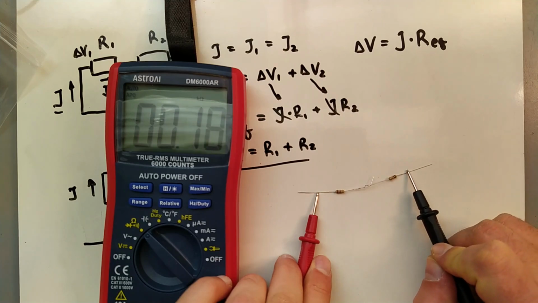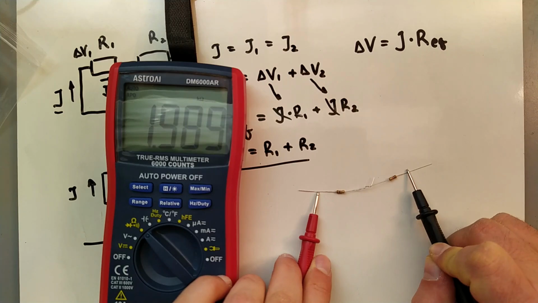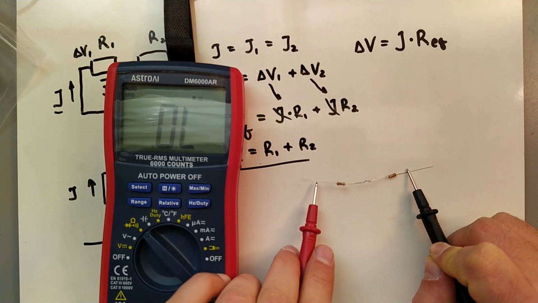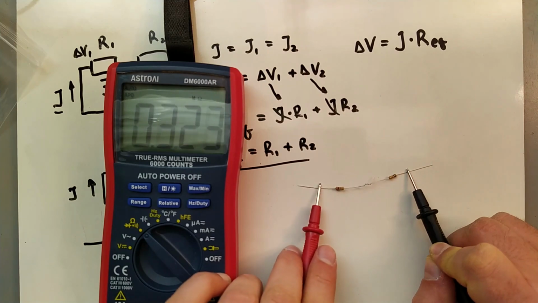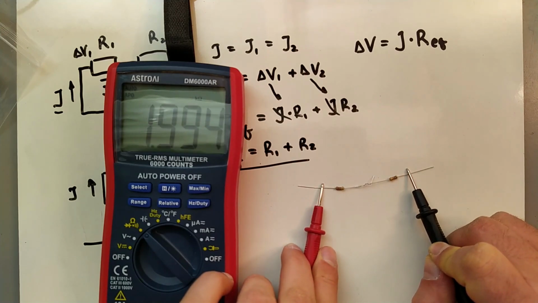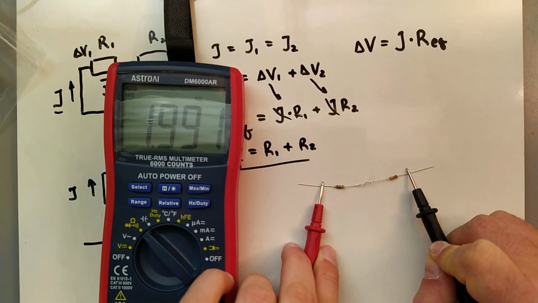And let's see what it will show us. So we have 1 kilo ohm, 989 ohm. Well, it's almost 2 kilo ohm, which is the sum of electrical resistance of each of these resistors. So we have it twice larger because we connect in series two equal resistors.